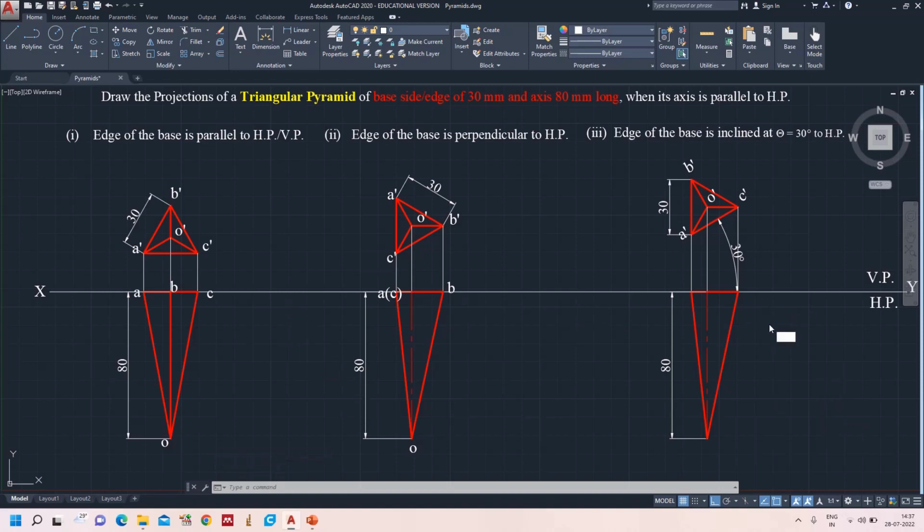We have to give the notations for this one also. Again this one, if you see, B of A, and this is C, and this is apex point O. So with this we completed the projections of the triangular pyramid when the axis is parallel to HP and three certain conditions. So this is the way to draw the projections.